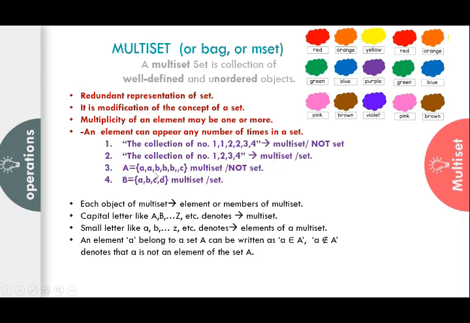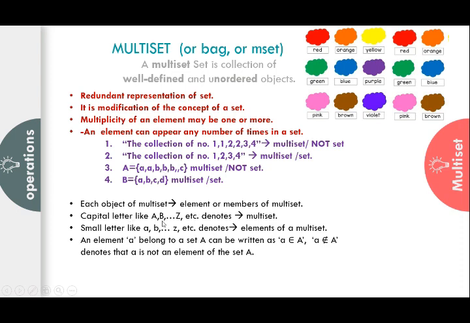Now again A, B, B, B and C, this is a multiset. Why? Because the elements are appearing multiple times, but this cannot be a set. A set says that the elements should have a well-defined property and they should be distinct. But here B is appearing 3 times, so it is not distinct. So that's why it is not a set. The multiset has the same properties as your set.